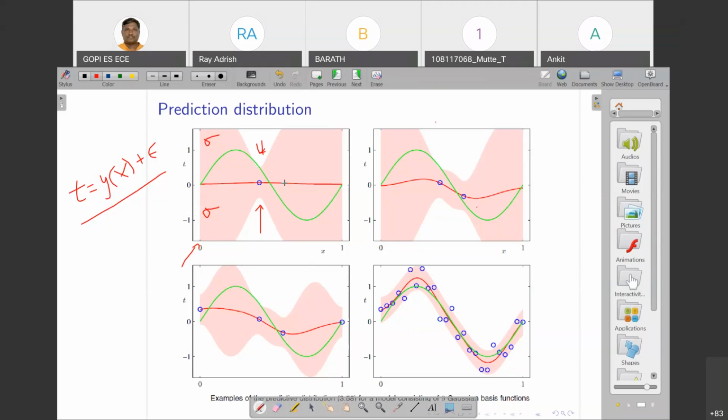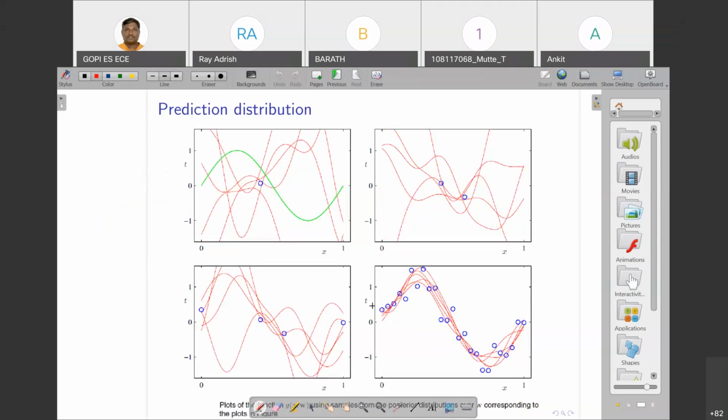If you find this mean, the mean of the predictive distribution, as the number of data are increasing, you are getting this red following the sine wave like this. So what you see here is different fitting curves with only one data.